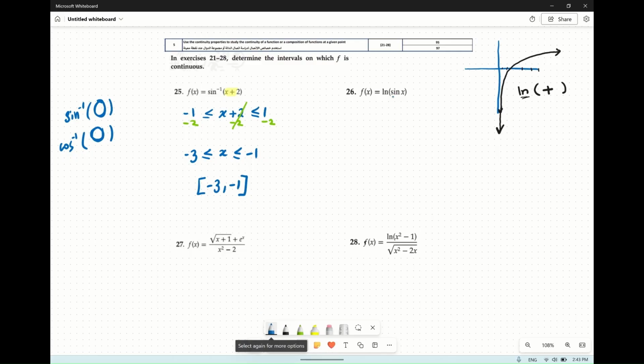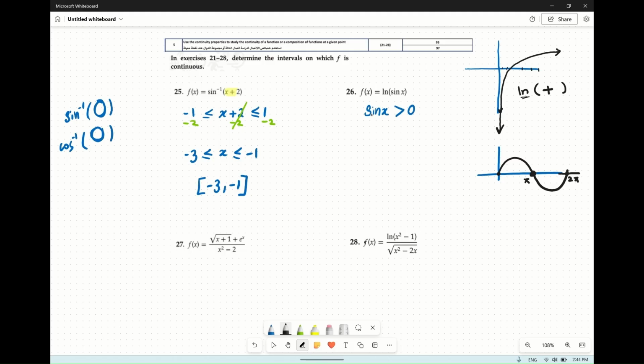Okay. Coming to question number 26. In order to know whether this is continuous, I need the inside of the ln, which is sine x in this case, to be more than 0. Notice that I didn't put equal. Okay. Now, when is sine x more than 0? Well, again, you need to remember something about the sine. The sine starts from 0, goes up, down, back to 0. Now here, the first 0 happens at pi, the second 0 happens at 2 pi.